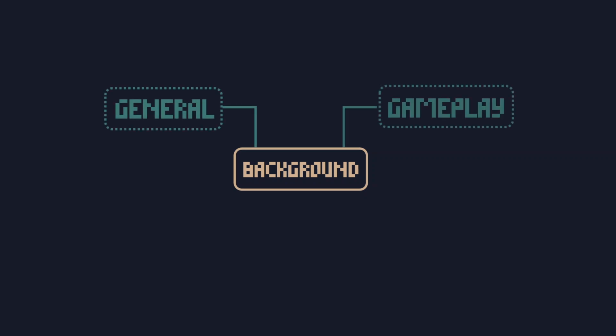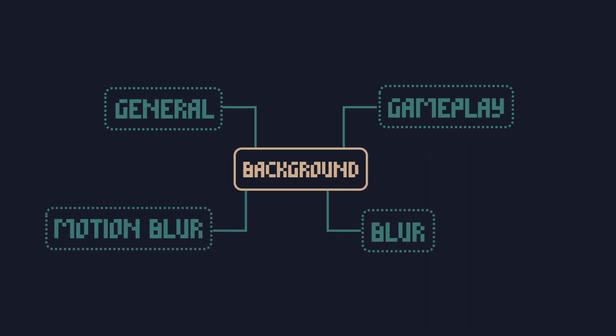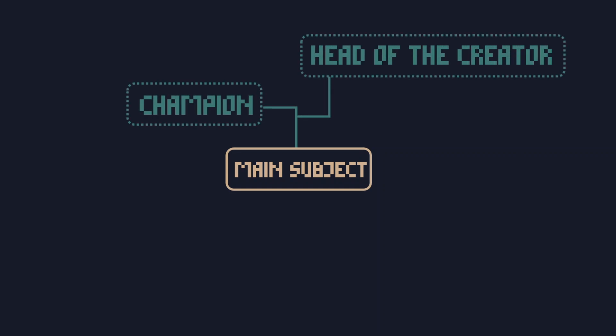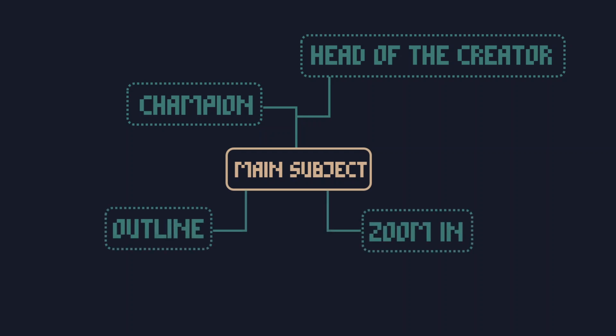Let's start with the simplest element, the background. The background can be divided into 2 types, generic or gameplay. The property it commonly has is blur or motion blur. Next is the main subject. Very straightforward. It's usually the champion or the head of the creator. Properties it commonly has are zoom in and having some sort of outline.